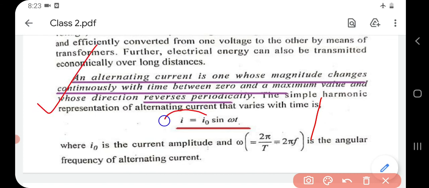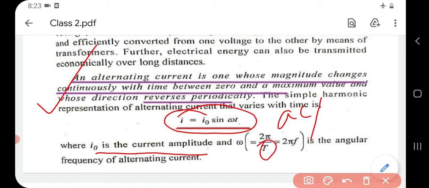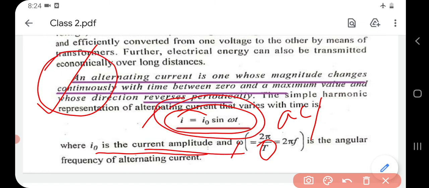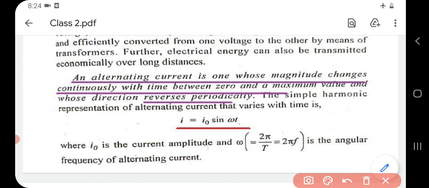This is a simple equation for an alternating current: I equals I0 sine omega t, where I0 is the current amplitude and omega is 2 pi by T, where T is the time period, or 2 pi f, where f is the frequency. So omega is the angular frequency of the alternating current. This is the definition and the expression for alternating current. What is I0? Current amplitude. What is omega? Angular frequency. So the definition, the expression and the terms are important, and you have to study them.